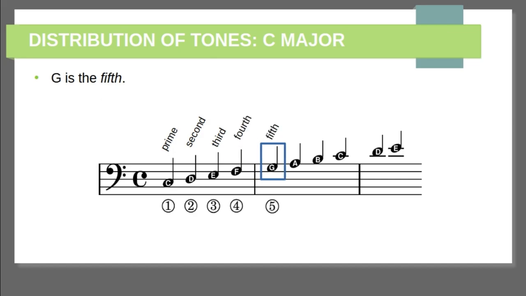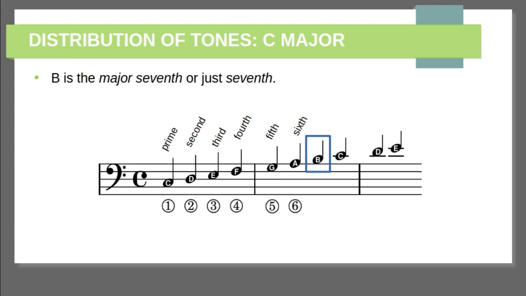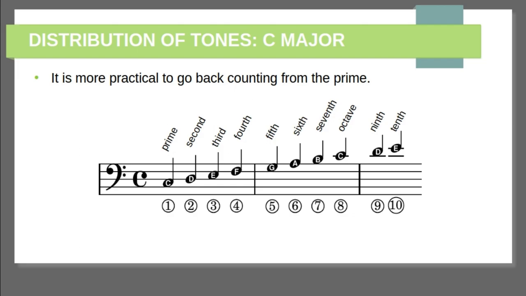G is the fifth. A is the major sixth, or just the sixth. B is the major seventh, or just the seventh. Although one may continue numbering notes past seventh, it is more practical to restart with the prime, as it is technically the same tone, but an octave higher.